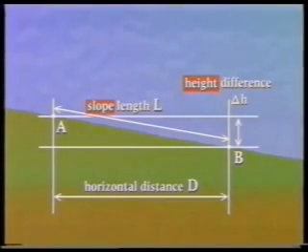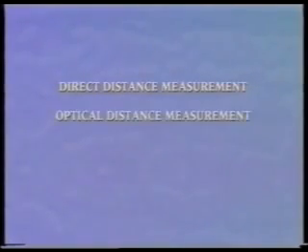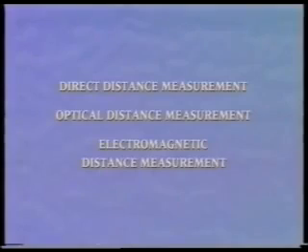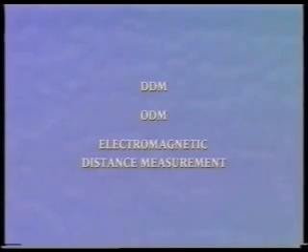Distances can be measured and set out in one of two ways. Either directly in contact with the ground surface using tapes and chains, or indirectly above the ground surface using optical equipment or electronically operated systems. For convenience, these terms are usually shortened to DDM, ODM, and EDM.